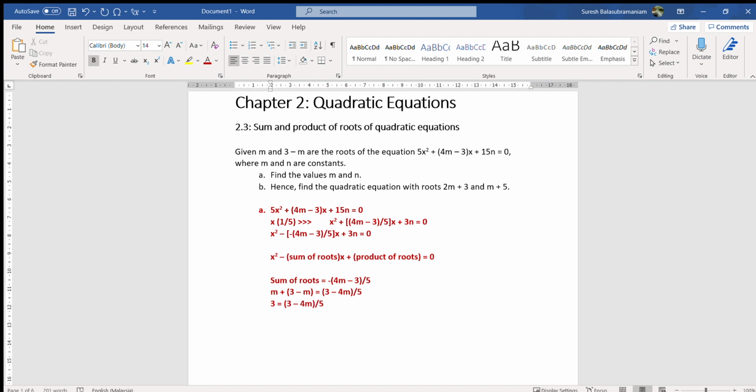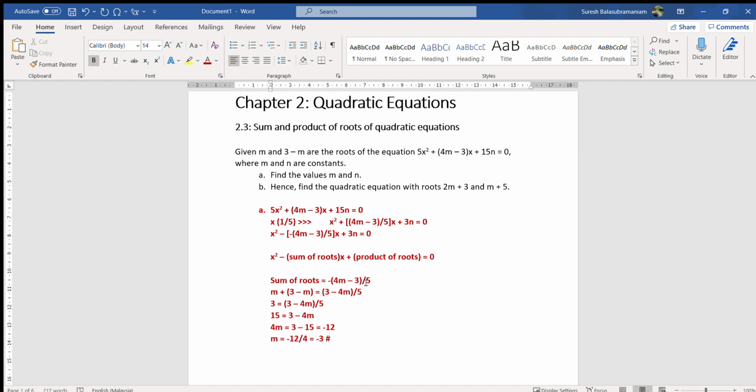I'll bring 5 to my left, so 3 times 5, 15, equals 3 minus 4m. I'll bring the 4m to my left and 15 to my right, so 4m equals 3 minus 15, which is negative 12. So m equals negative 12 over 4, and that is negative 3. That's the answer.